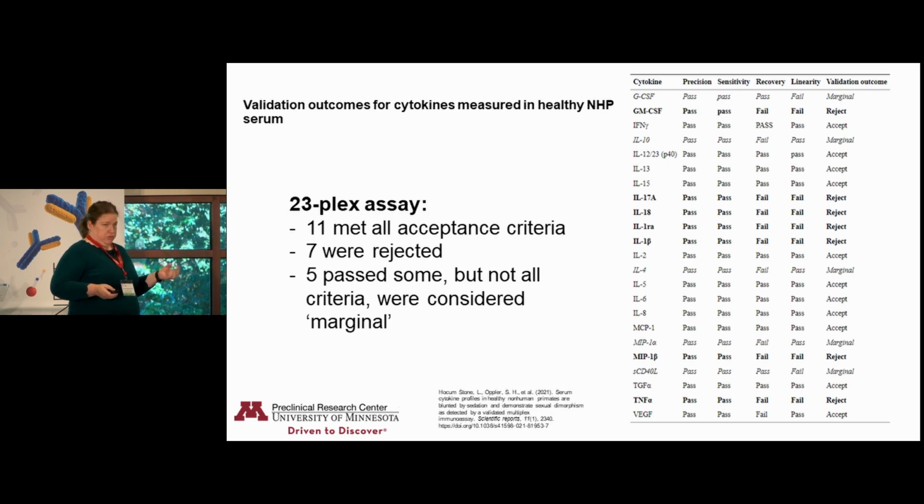So we take all that information and put it together into a matrix and see which ones pass on all counts. We had 11 that met all of our acceptance criteria, 7 were outright rejected, and 5 passed some but not all criteria, so we consider them marginal, which means we can still use them, but you have to take them with a little bit more of a grain of salt.